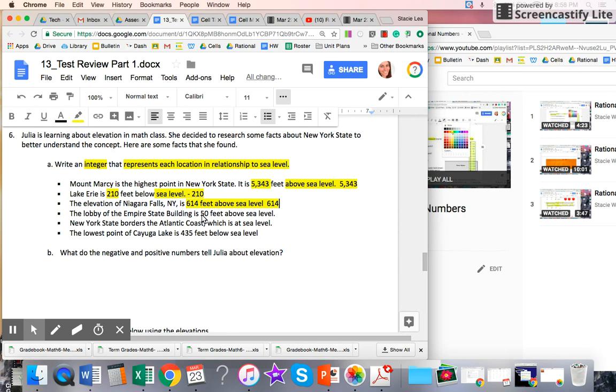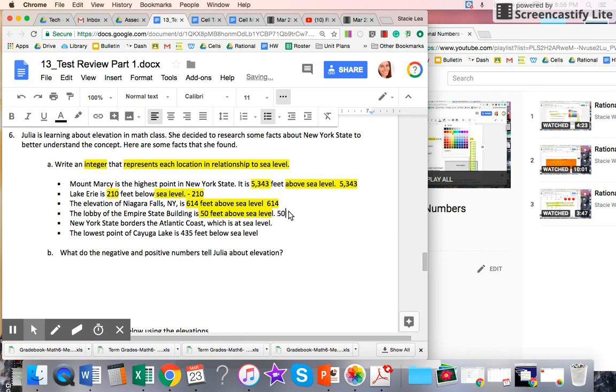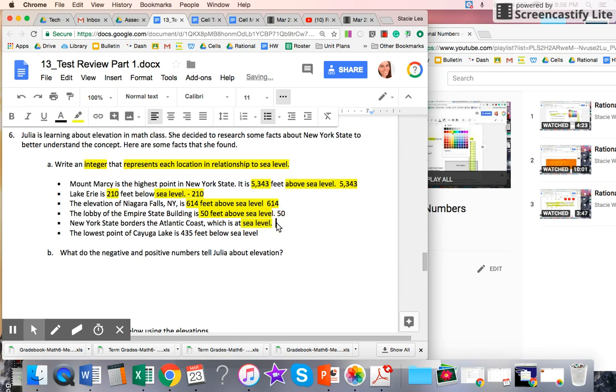Empire State Building, 50 feet above. Again, I'm dealing with a positive because it's above. And then New York State borders the Atlantic coast, which is sea level. Sea level is 0. And Cayuga Lake is 430 feet above. Nope, excuse me, I read that wrong. Below sea level. So if I look here, I have a number of positives and 2 negatives.